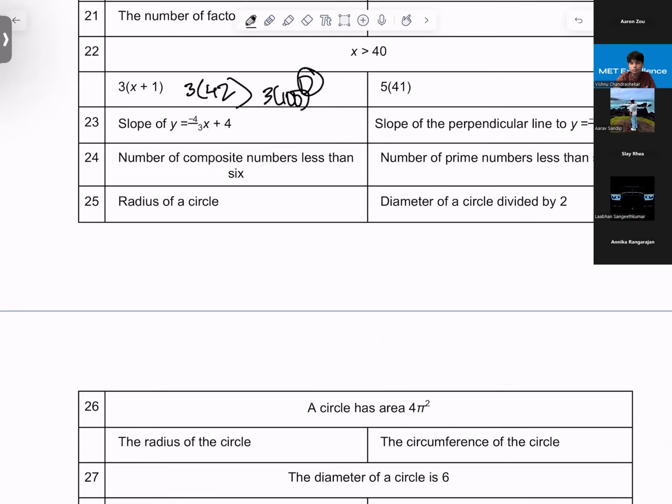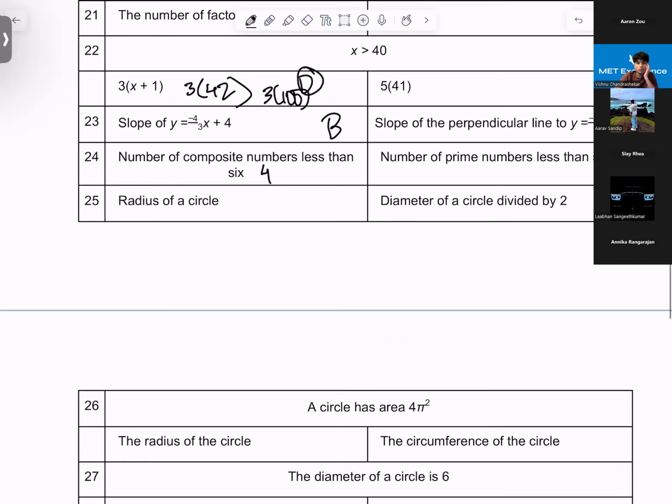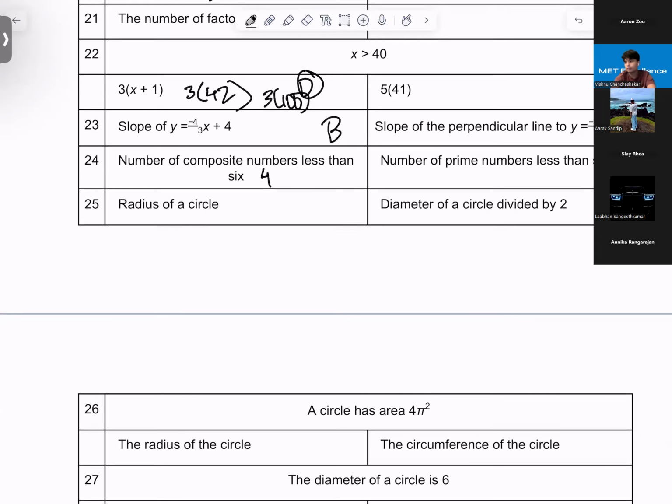Okay. Since the quantity of the slope of A is -4/3, quantity of B is also -4/3. The answer option would be B. All right. So composite numbers less than 6, there's only 1 for the composite number. Number of prime numbers is 1, no, it's like 2, 3, and 5. So this would be B.